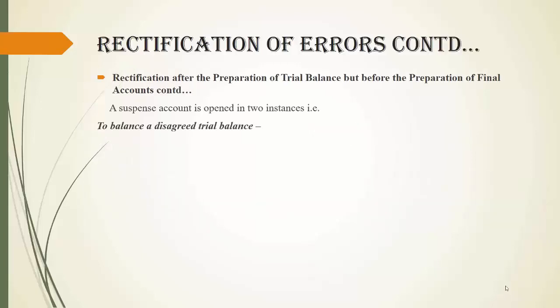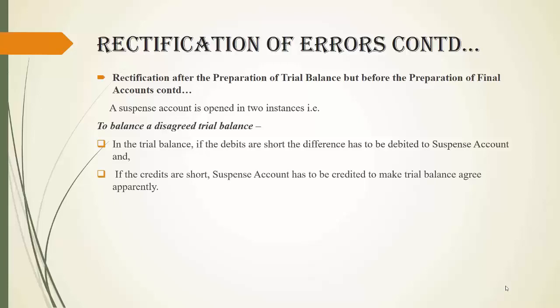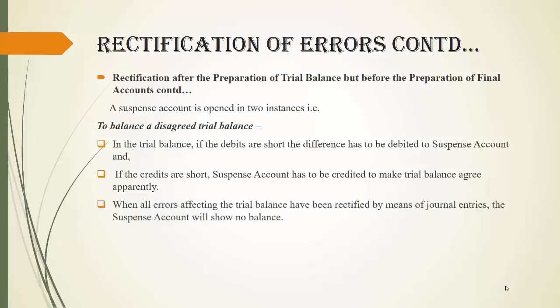The first reason is to balance a disagreed trial balance. In the trial balance, if the debits are short, the difference has to be debited to the suspense account, which means that when the debit side is less than the credit side, then the difference has to be debited to the suspense account. And the second point is if the credits are short, which means the credit side is less than the debit side, then the suspense account has to be credited to agree the trial balance. And the third point is when all the errors affecting the trial balance have been rectified with the help of journal entries, then there is no need of suspense account anymore.